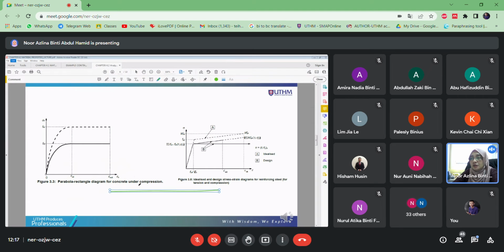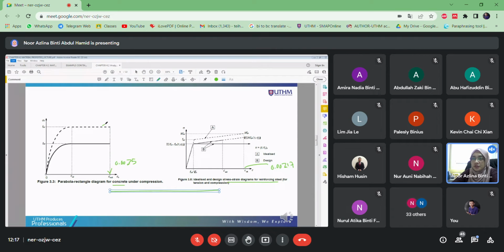Okay, for concrete, and this one for the steel. Remember, your strain for the concrete is 0.0035, and for the steel is 0.00217, based on the FCK and based on the FYK.